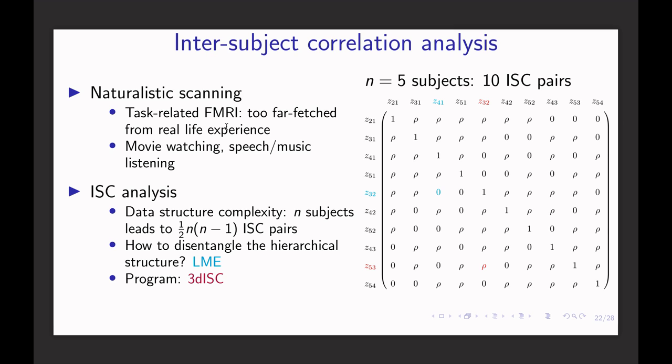How do we analyze it? There are many ways, of course, but here I focus on one particular approach. People call it intersubject correlation. Suppose you have 5 subjects. Then you calculate the correlation between each pair of subjects. With 5 subjects, we would end up with 5 times 4 divided by 2, that's 10 pairs. You can see that on the right-hand side of this slide. So with 5 subjects, we have 10 intersubject correlation pairs, right? At each voxel or each region, we have 10 correlation values.